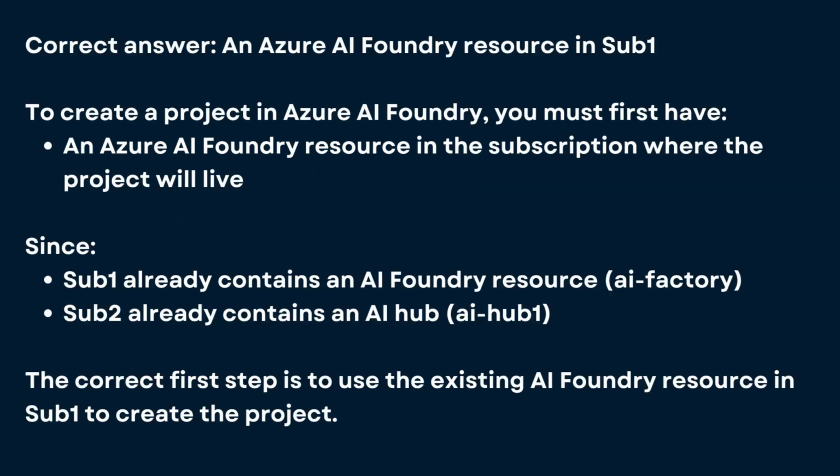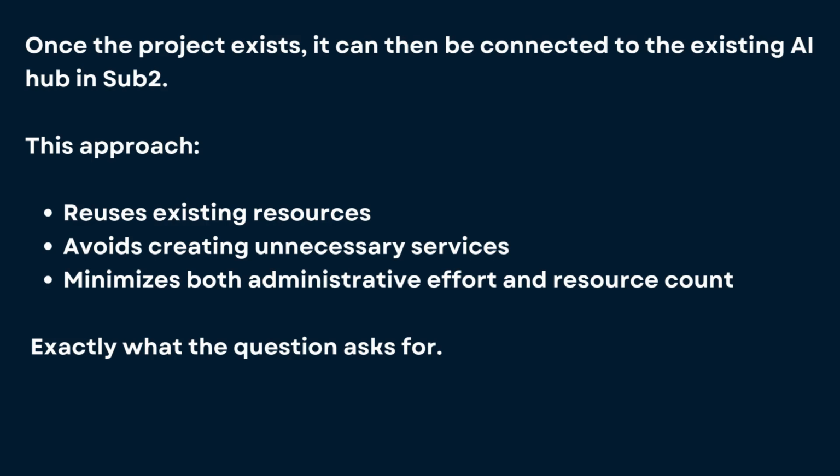The correct answer is an Azure AI Foundry resource in Subscription 1. Here's why. Projects can only be created inside Azure AI Foundry. Since Subscription 1 already has an AI Foundry resource, we should reuse it to create the project. After the project is created, it can then be connected to the existing AI Hub in Subscription 2. This approach reuses existing resources, avoids unnecessary services, and minimizes both cost and administration. Exactly what the question asks for.